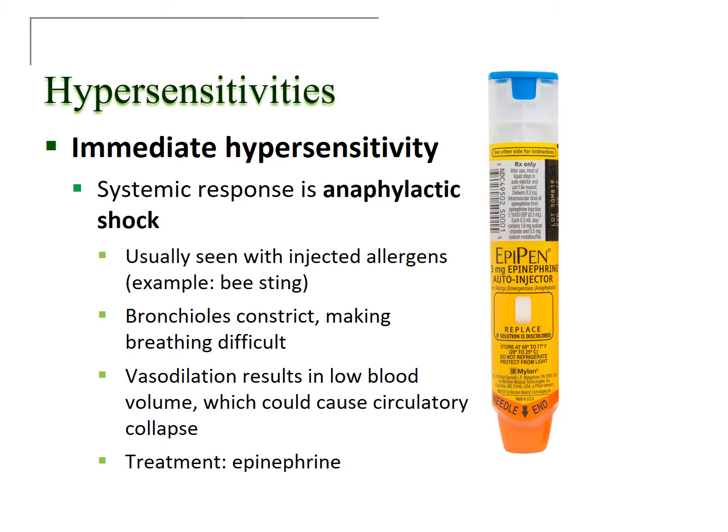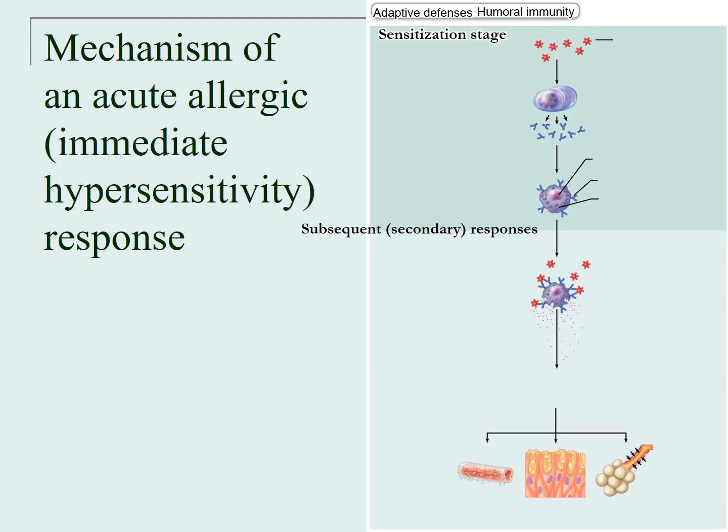Additionally, vasodilation results in a low blood volume because blood is escaping from the circulatory system into interstitial space. This can cause a fatal lowering of blood pressure with circulatory collapse. What's your treatment here? Epinephrine, and this is a picture of an EpiPen.